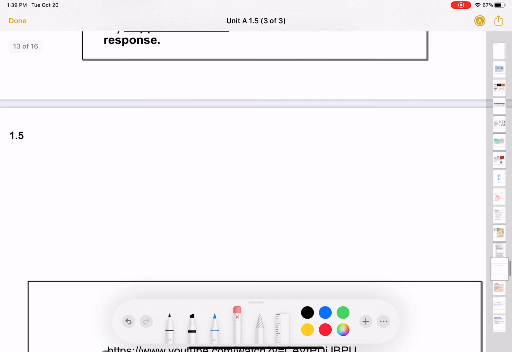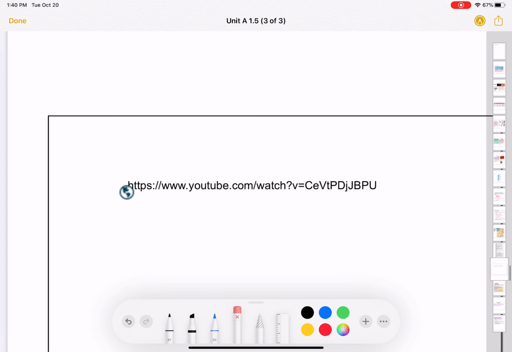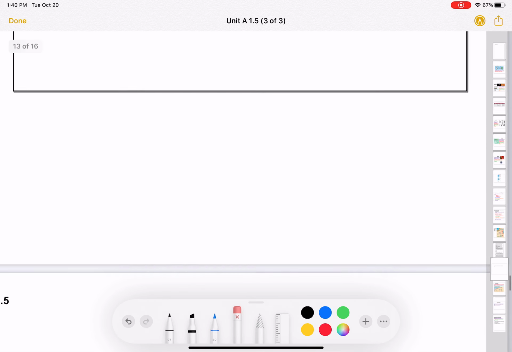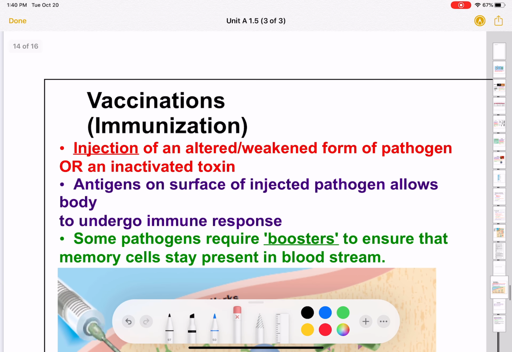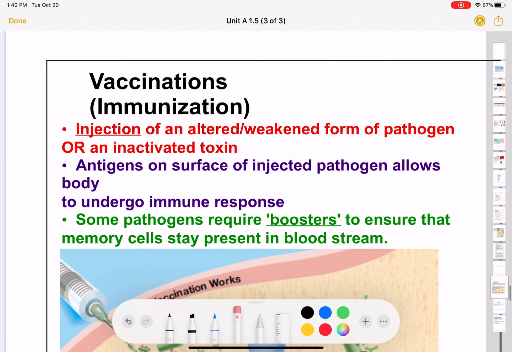So review that. I will put a video on Google Classroom about that. It's a little bit confusing, but something that is really important. So this is how, now that we know how immune responses work, we can figure out how to create vaccinations.